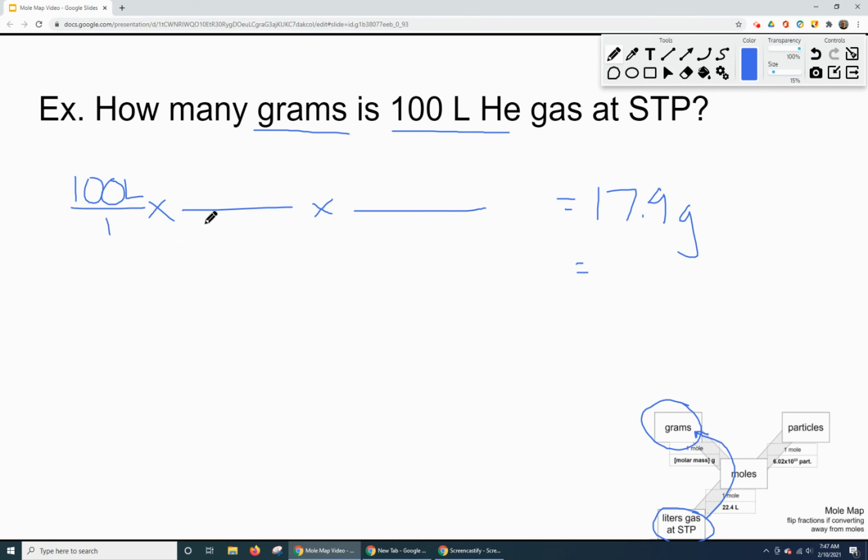But how did that happen? Well, we're going to put 22.4 liters in the denominator, 1 mole in the numerator, and then we're going to put 1 mole in the denominator, and the molar mass of helium, 4.0 grams, in the numerator. All right, that's it. I will be here for you guys if you need help, but this is what you needed to be able to do the worksheet today.